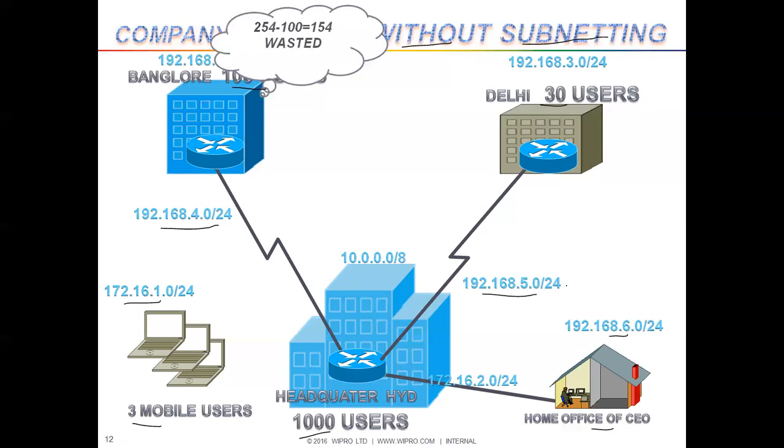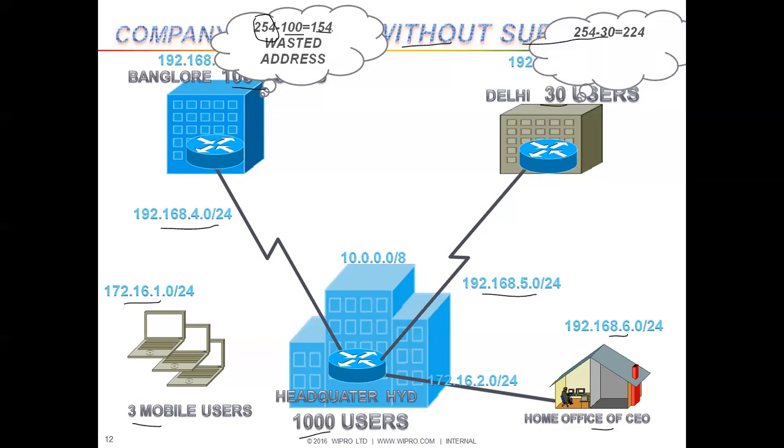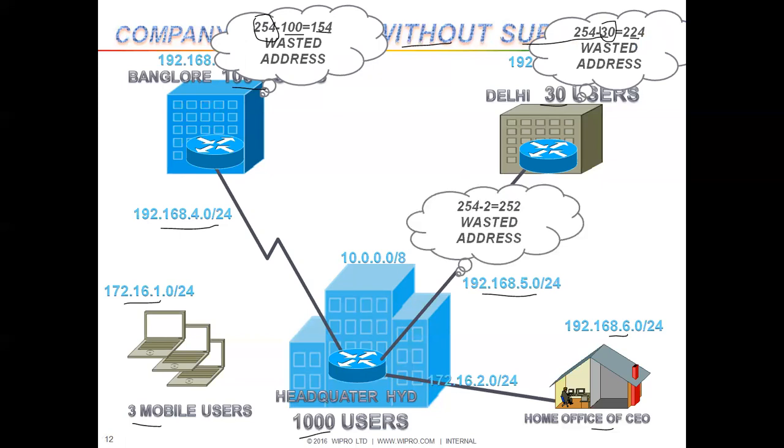Now see here, without subnetting, in the Bangalore office you need 100 machines, but you took this much subnet. So how many IP addresses did you waste? 150. Similarly, in the Delhi office you required only 30 IP addresses, but you used a full network. So how many wasted? 224. For the WAN link, you require only 2 IP addresses, but you use a full /24 subnet. So how many IP addresses did you waste? 252. Similarly here also 252.